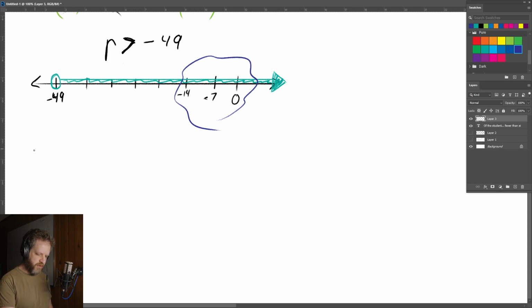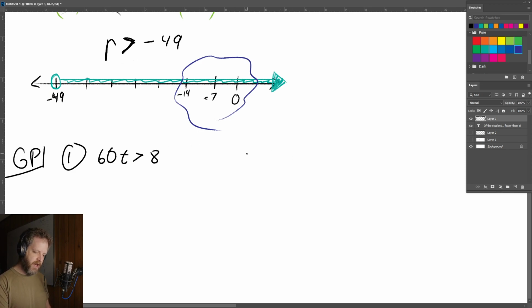All right, I'm going to do two examples. Or we'll do guided practices. We'll call it that. GP number 1: 6t is greater than 8. And guided practice number 2 is going to be negative 7d is less than or equal to 147. So y'all do those, and then we'll come back and check our work here in a second.